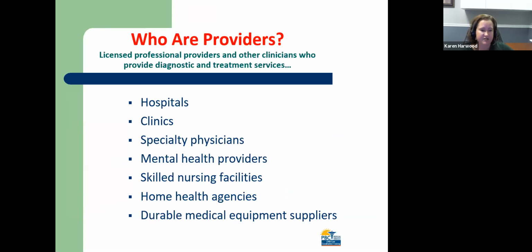So I mentioned providers. Some examples of providers, to give you an idea of what the difference is: hospitals, clinics, specialty physicians, mental health providers. There can sometimes be a little bit of confusion, right? Because a mental health organization might be a nonprofit offering therapeutic services at no cost, but they're also clinical providers. They're clinicians providing care, maybe diagnosing, maybe providing treatment. So that's where you may see some crossover. Skilled nursing facilities are providers. Home health agencies are providers. Durable medical equipment.